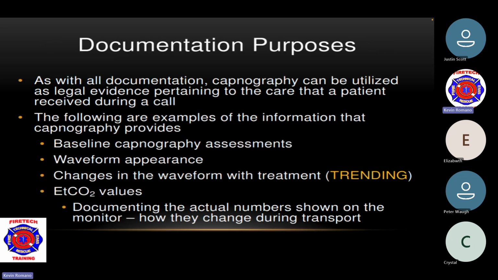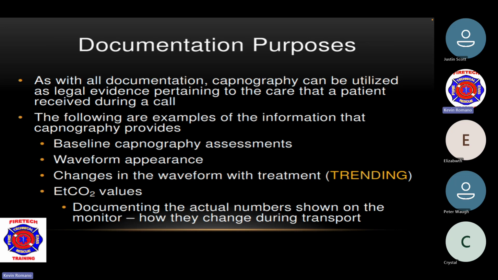As far as documentation purposes go, as with all documentation, capnography can be utilized as legal evidence pertaining to the care that the patient received during the call. Your cardiac monitors do not lie. Now, can they have false readings, erroneous readings? Absolutely. But it tells you what you did and what you did not do. So if you go to a cardiac arrest, or any kind of call, and you say, I put end tidal on, we can pull the data from that cardiac monitor and say, you know what? You never put it on, never turned it on, never even got connected. Because all of that is tracked in detail every single time you turn that cardiac monitor on.